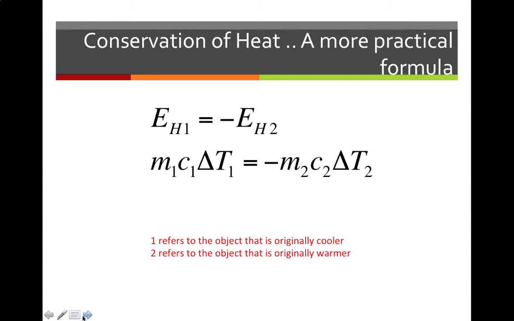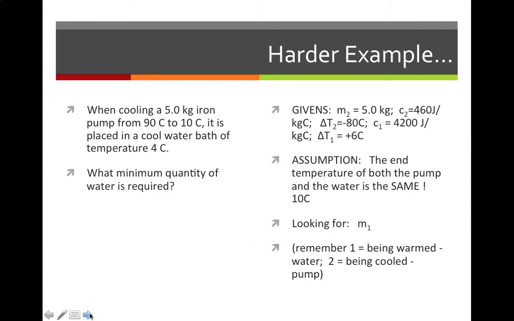Then we can do a more practical formula, right? Using the formula with m, C, and change in temperature. One refers to something that was originally cooler, and two is something that's originally warmer. Now we have a 5 kilogram pump. We're cooling it from 90 to 10, so changing its temperature by 80 degrees. And we're putting it in a cool water bath at 4. How much water do I need? The water's coming out of the tap at 4 degrees Celsius. How much of it do I need in order to change this temperature? Well, the end game is that the water's going to end up at 10 degrees as well, right? It's not going to get warmer than that.